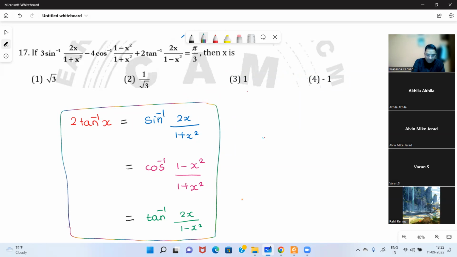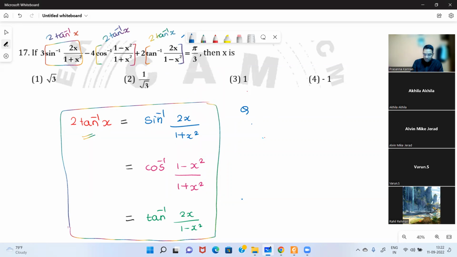So you are having sin inverse 2x by 1 plus x square. You can replace it with what? 2 tan inverse x. Similarly, you have got cos inverse of 1 minus x square by 1 plus x square. You can replace that also with what? 2 tan inverse x. Then finally, you have tan inverse of 2x by 1 minus x square. That also can be replaced with 2 tan inverse x. Therefore, the sum simplifies to a very simple problem.